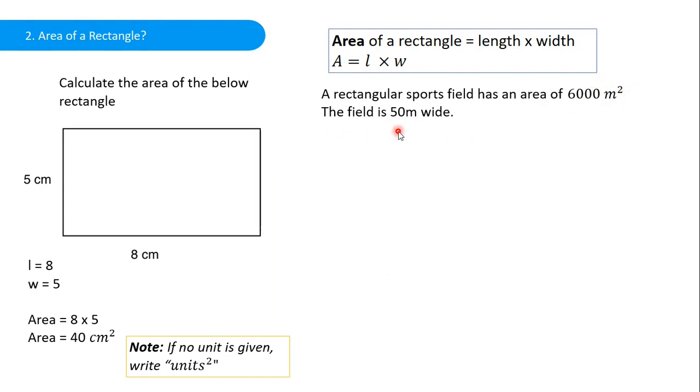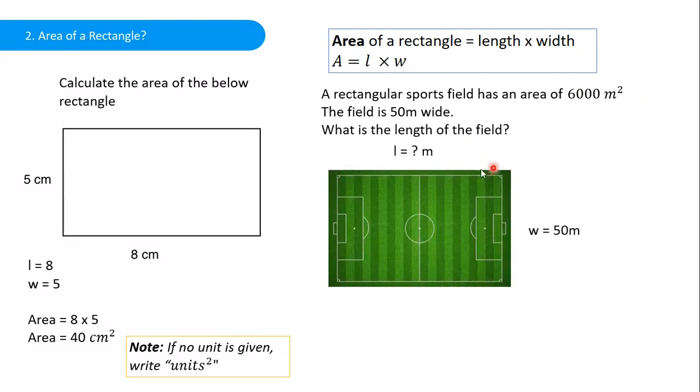So a rectangular sports field has an area of 6,000 meters squared. We know the field is 50 meters wide. We want to know what is the length of this field. Here, using our formula, we know that A, the area, is 6,000. So 6,000 equals the length times 50. Some number times 50 gives me the area.